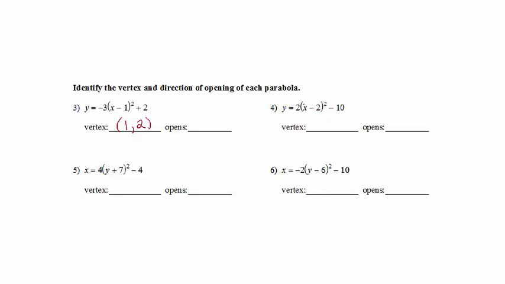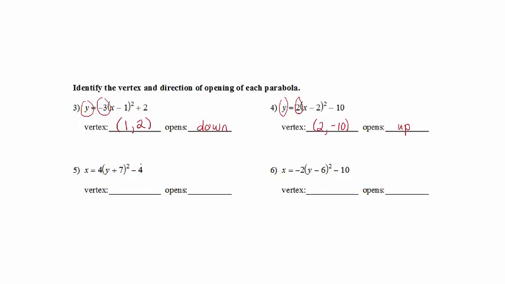So the same thing happens for the vertex on 4. The inside is with x, and so it's telling us the x value is 2. The outside is -10, so that's our y value. Since these are both y equals, we also look at the number in front of our parentheses, and y equals means it opens up or down. A negative would be down, a positive would be up. So the fact that it's y equals -3 in front means that we have this opening down, and the fact that this is a +2 means that this opens up.